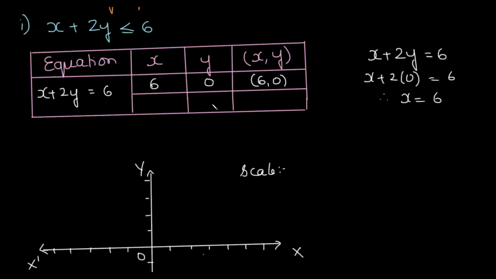Now to find the other point on the line, we require 2 points to draw a line, remember. So we are going to put x as 0 now. When x is 0, in this equation, we get 0 plus 2y is equal to 6, and therefore y is equal to 3. So thus y becomes 3. So the other point on the line is 0, 3.